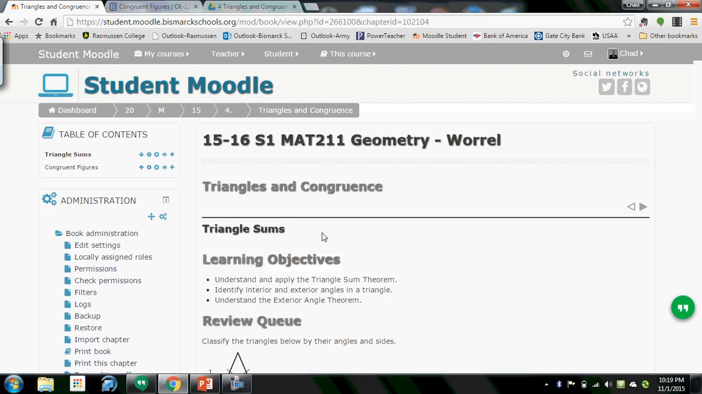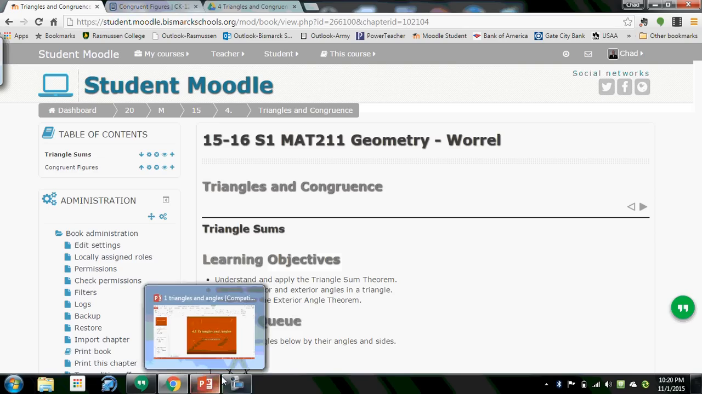For triangle sums, we're going to start this first section by focusing on understanding and being able to apply the triangle sum theorem, and identifying interior and exterior angles in a triangle. By the end of this lesson, you should understand the exterior angle sum theorem. So two big things here: understanding and applying the triangle sum theorem, and understanding and applying the exterior angle theorem.